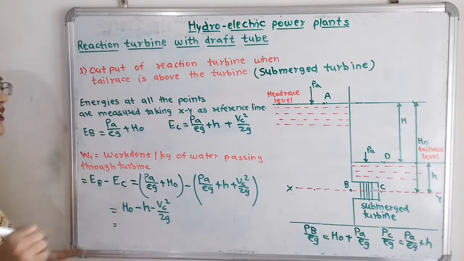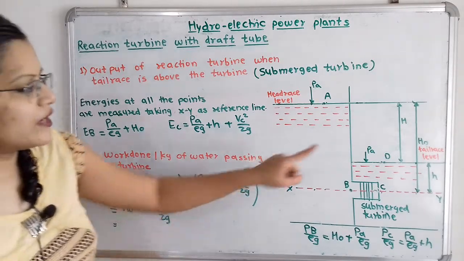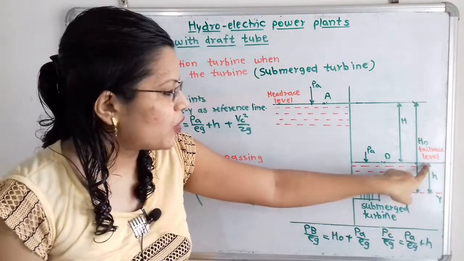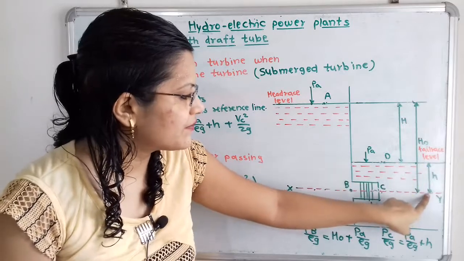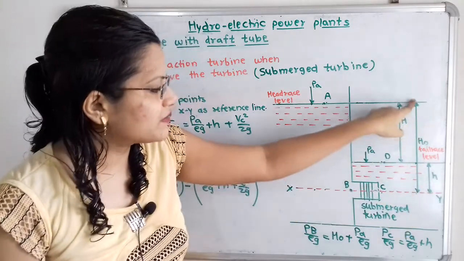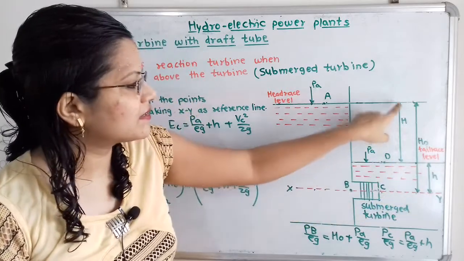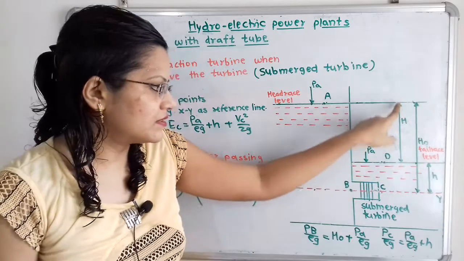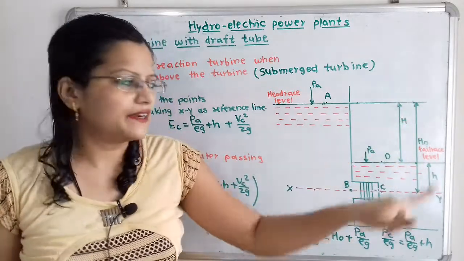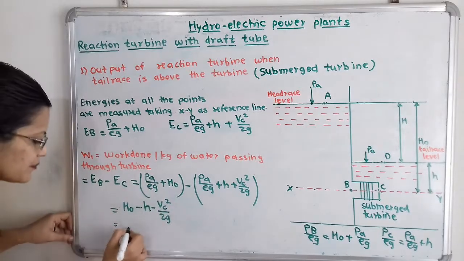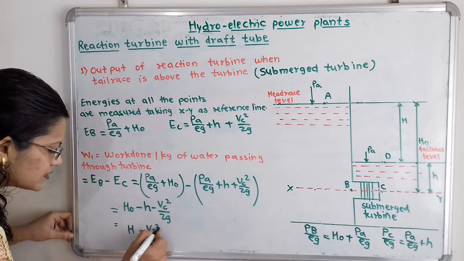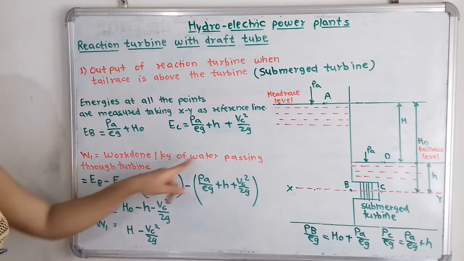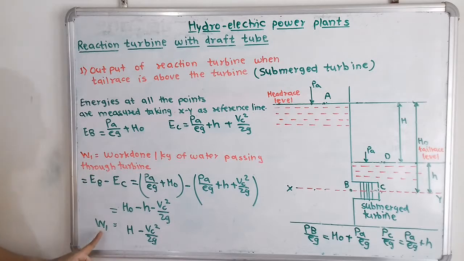Now if we observe the diagram, again we will simplify this. So H0 is the distance between the head race level and this XY line, and small h is the distance between this tail race level and the XY line. So if we take the difference, that is H0 minus h, then here is the distance between the head race level and tail race level. This height is known as the net head, that is capital H. So I will write here capital H minus Vc square by 2g. So this is nothing but the work done per kilogram of water, and the notation we have used is W1.